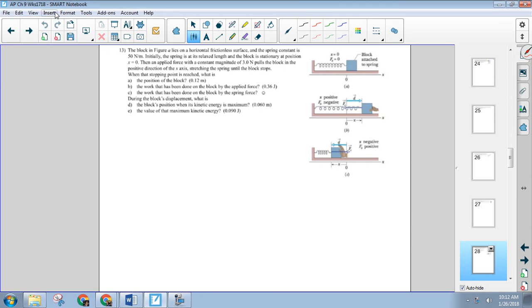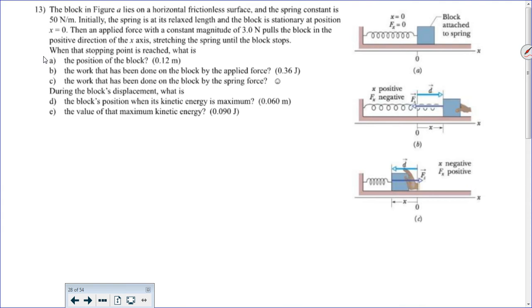All right, so for number 13, here's what we know. We know that the spring constant of the spring is 50 newtons per meter. It says initially the spring is at its relaxed length and the block is stationary at position x equals 0. Then an applied force with a constant magnitude of 3 newtons pulls the block in the positive direction of the x-axis, stretching the spring until the block stops. When that stopping point is reached, part A wants to know the position of the block.